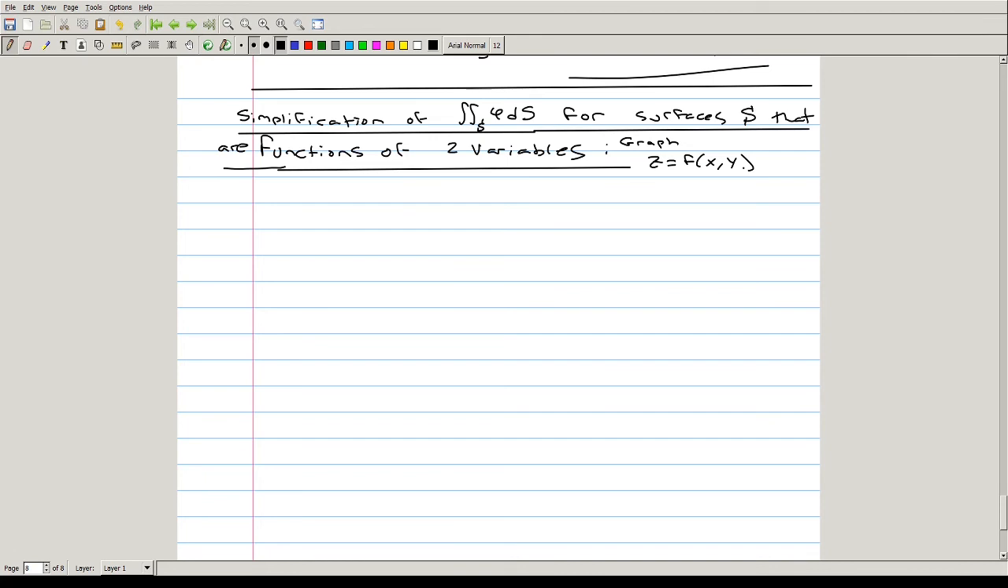Specifically, if we think about parameterizing the surface, so if this function is defined for x, y in some domain D in 2D space, D is a subset of two-dimensional space. So the parameterization that we can take for our surface in this case is going to be r of u, v, where we'll just identify x as u and y as v.